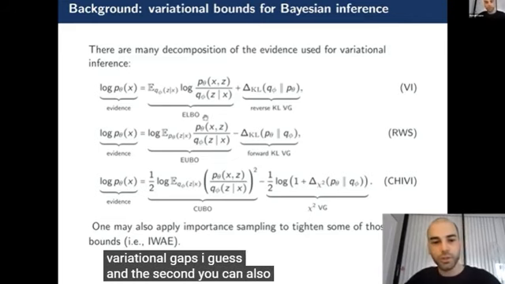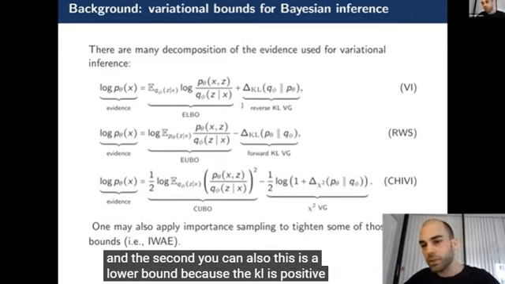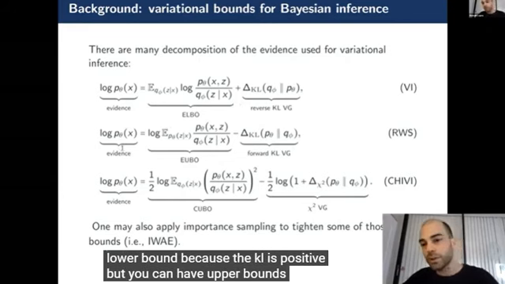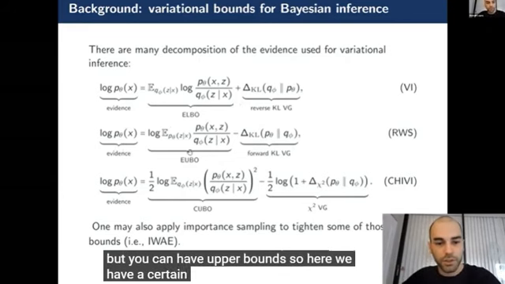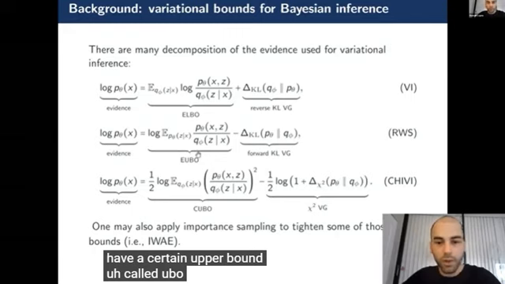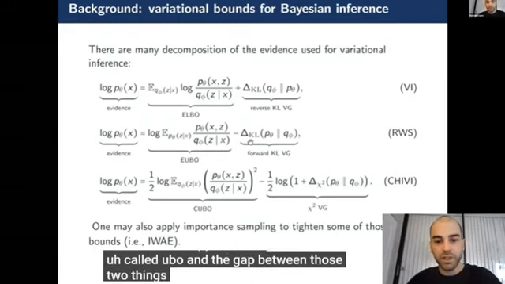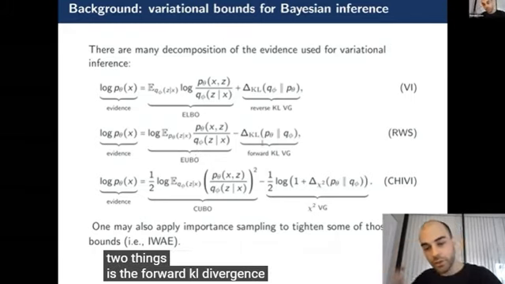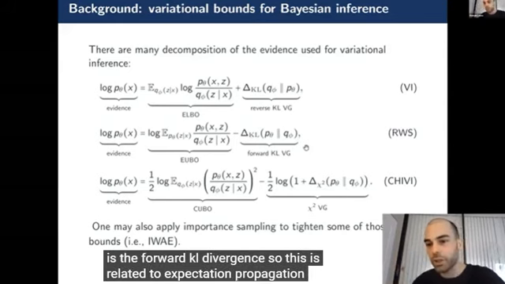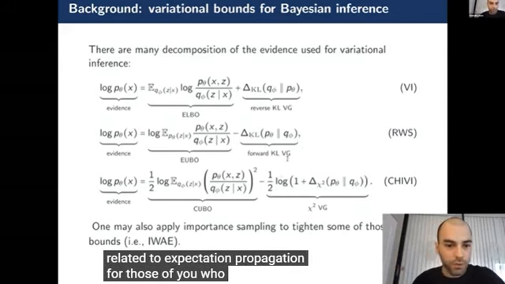And the second, so this is a lower bound because the KL is positive, but you can have upper bounds. So here we have a certain upper bound called EUBO, and the gap between those two things is the forward KL divergence. So this is related to expectation propagation, for those of you who know.